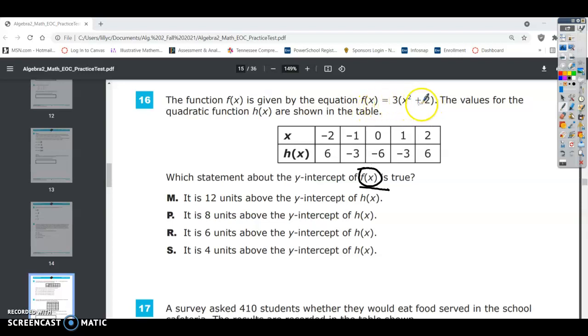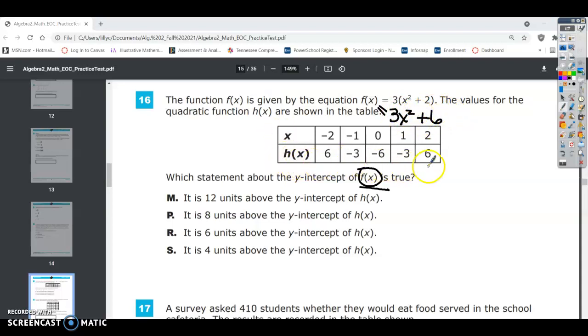Alright, so if we come up here, we can distribute this 3, and then we can easily see 3 times 2 is 6. So we can see that f of x equals 3x squared plus 6. And if you remember from quadratics, this plus 6 is your y-intercept. Okay? If you don't remember that, you can quickly graph this and find the y-intercept of that equation.